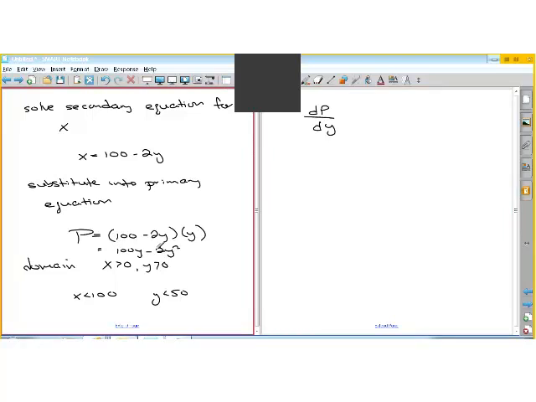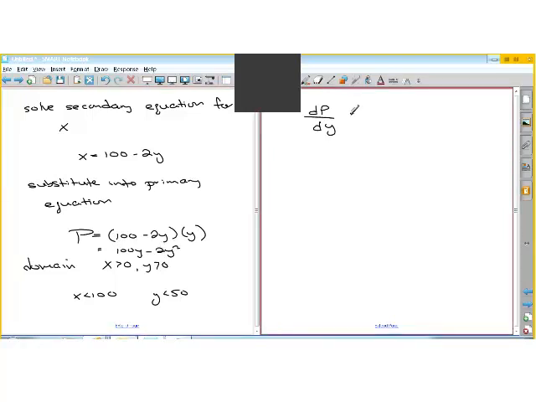So we have 100y minus 2y squared. That way we don't have to use the product rule. So the derivative of 100y with respect to y is just 100 times 1. The derivative of y with respect to y is 1. So we get 100 minus 4y.